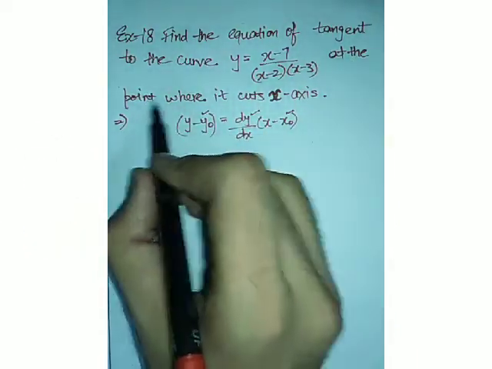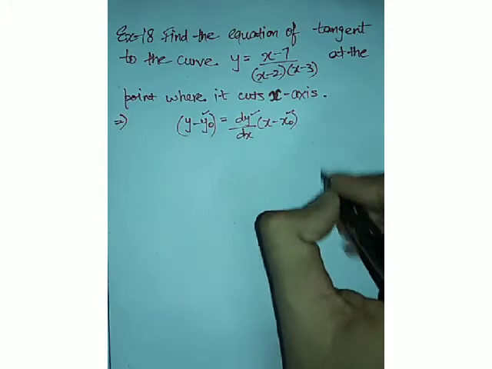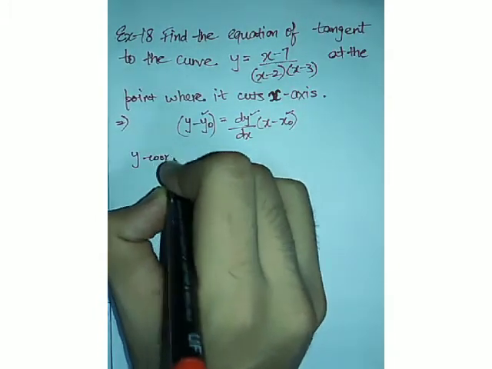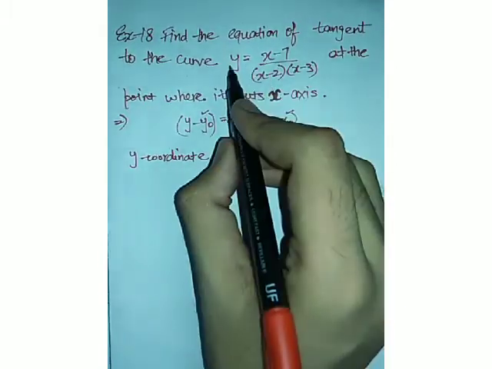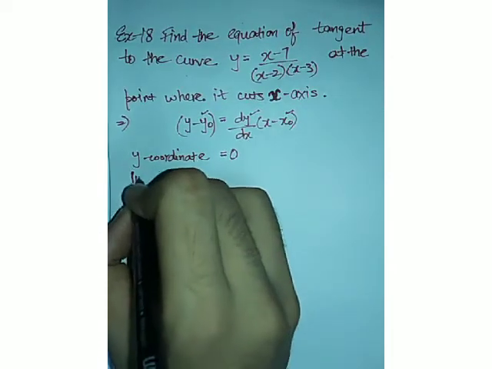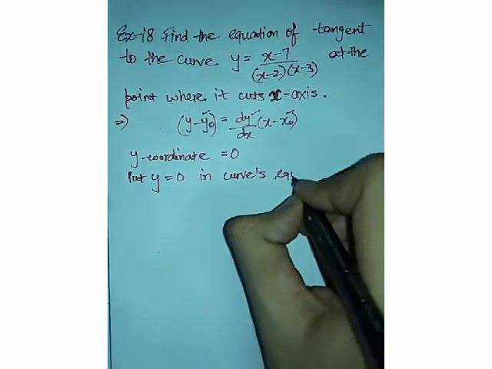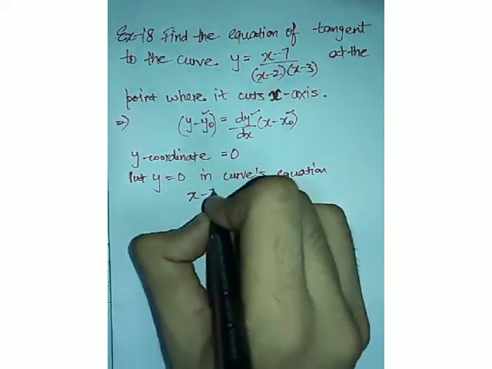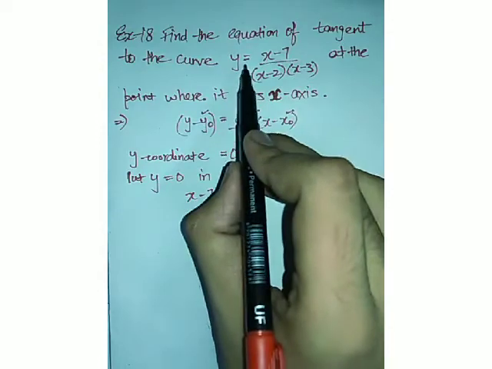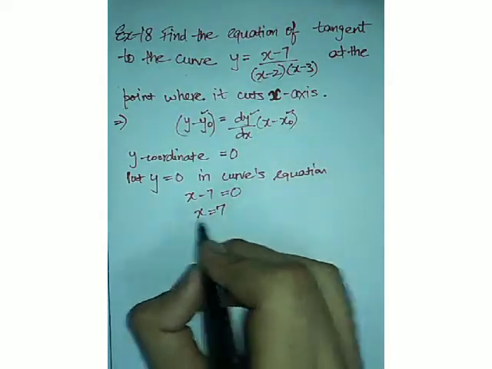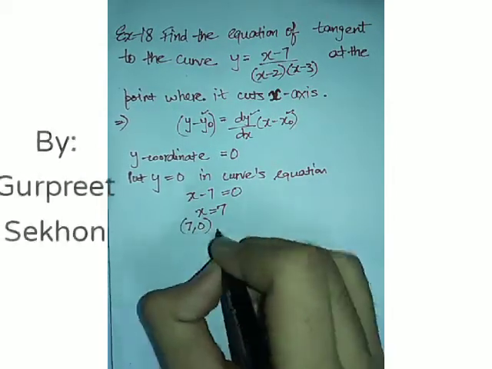Now it's given that the point is where it cuts the x-axis. If a point is cutting the x-axis, it means its y coordinate will be 0, of course. Now substitute y equals 0 in the curve's equation. What will you get? x minus 7 is equal to 0, or x is equal to 7, because the whole denominator will be multiplied by 0 and will become 0 itself. So x is 7, y is 0. We have the point as 7 comma 0. This is our required point.